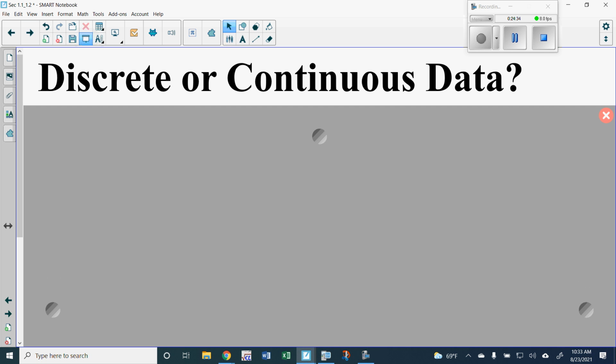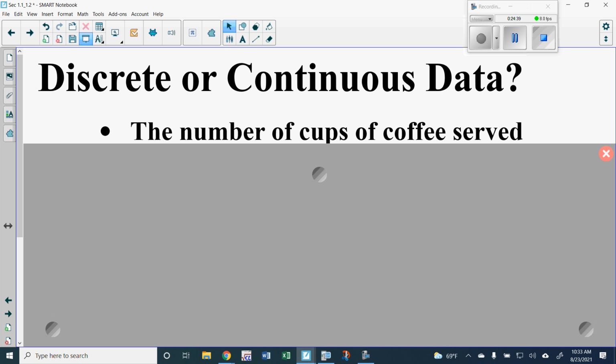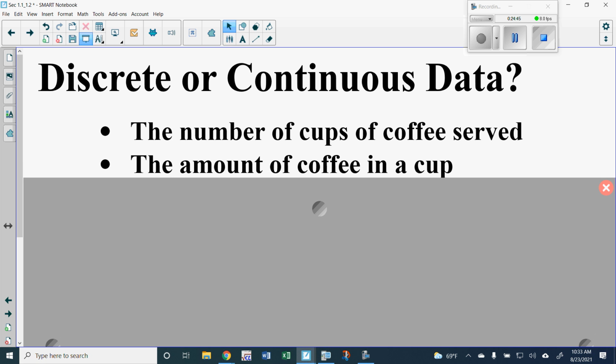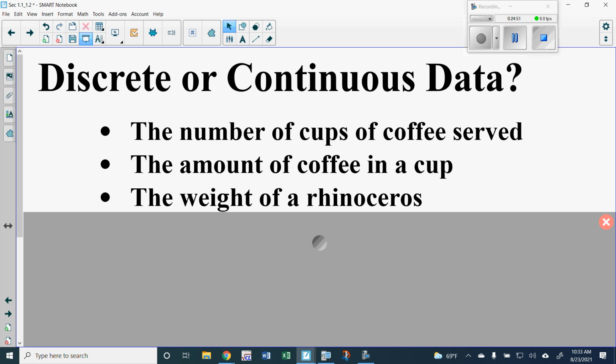The number of math majors at University of Findlay, discrete. The number of hits in a baseball game, discrete. Whole numbers, no decimals. The team batting average for a baseball game, continuous. You're going to get decimals. That's the idea here. Shoe size.